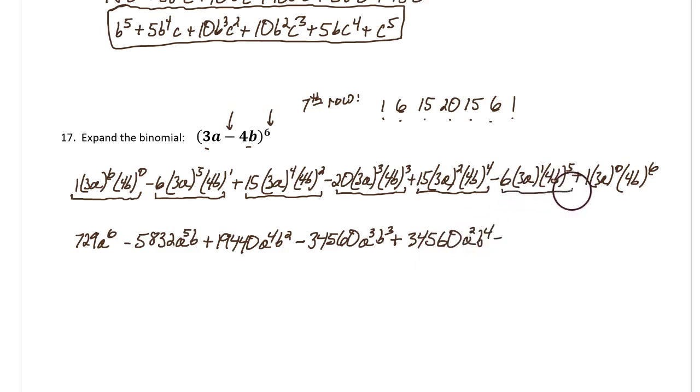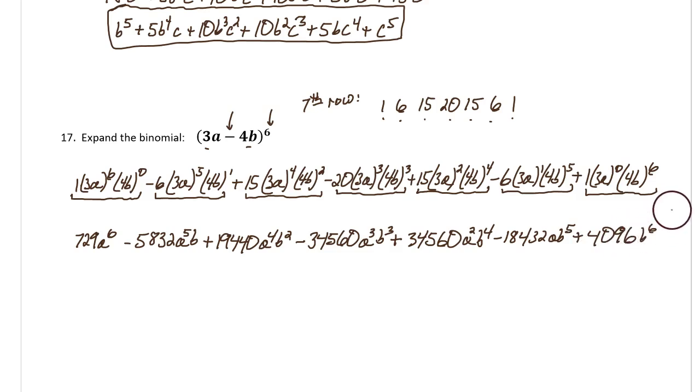Okay, now this term. This time we're just going to go 3 to the 1st power, just 3, times 4 to the 5th times a 6. That's 18432 a b to the 5th. And now we'll do this last term. The 3a to the 0 just all makes a 1, so I guess we're going 4 to the 6th power for our coefficient. And that's 4096.